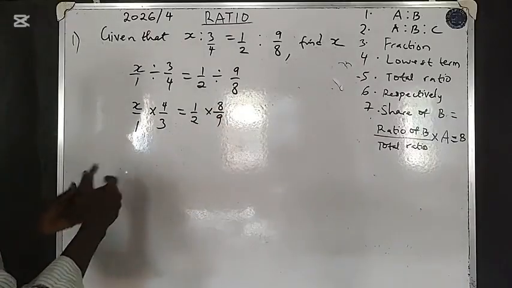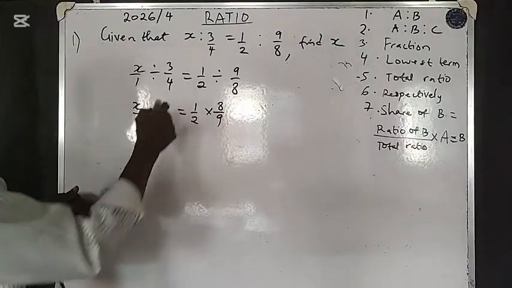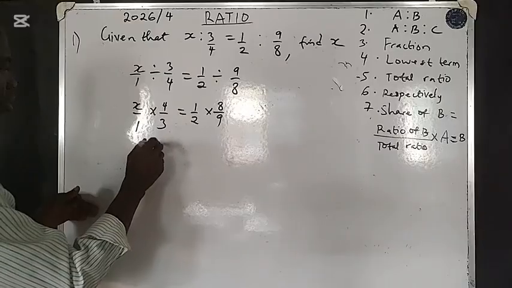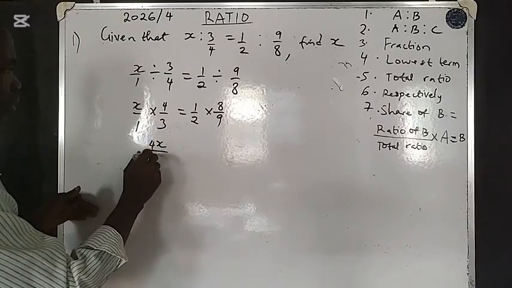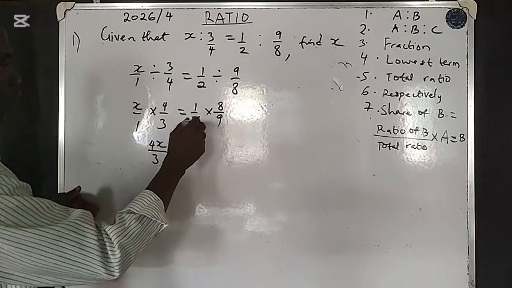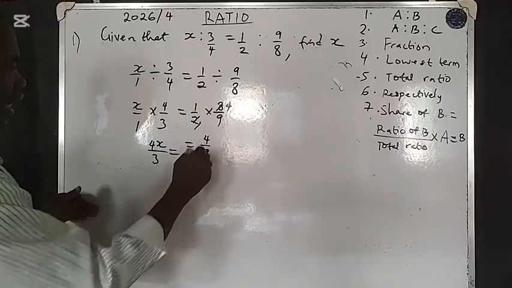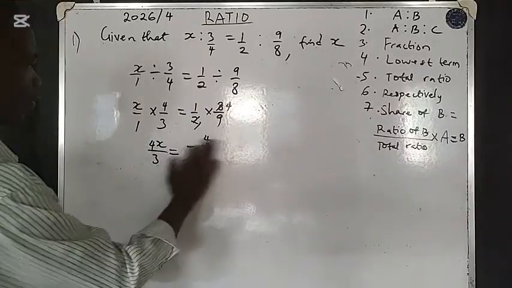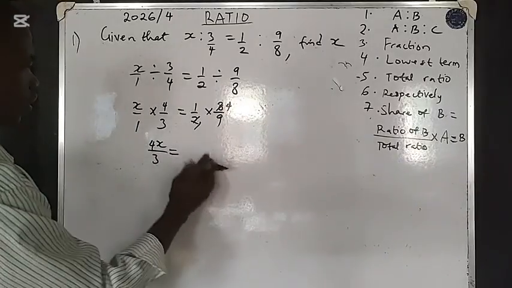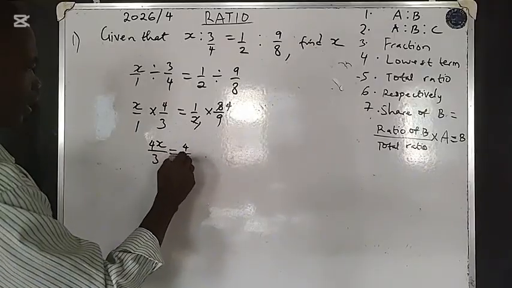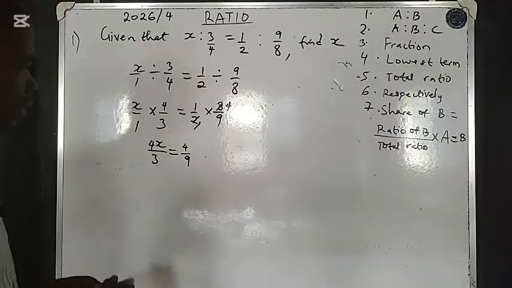So we do the needful now. x times 4, that will be 4x. 1 times 3, that will give us 3. 2 here 1, 2 here 4. So we have 4/9. We have 4/9. So at this point, we cross multiply.